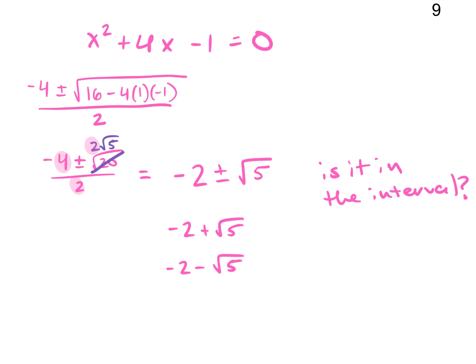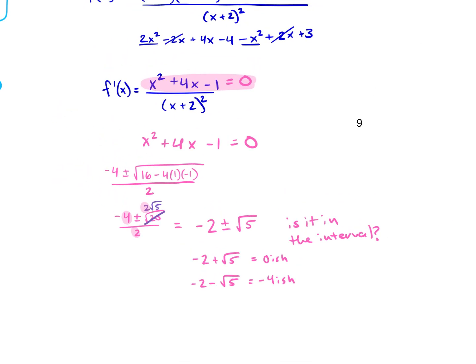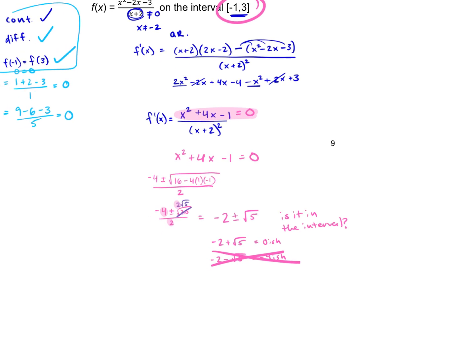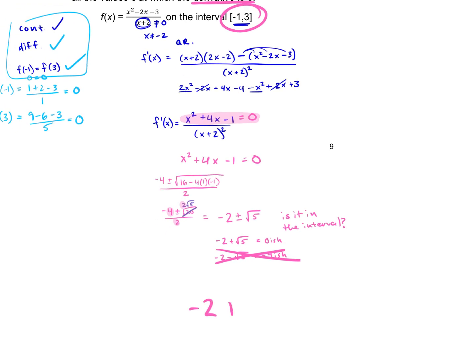How did you know that? Perfect. Square root of 4 is 2, so the square root of 5 is really close to the square root of 4. So it's going to be about 2-ish. So negative 2 plus 2-ish would be about 0-ish, we could say. Negative 2 minus 2-ish would be negative 4-ish. Are either one of these not in our interval? Negative 4-ish is not in our interval from negative 1 to 3. So this would not be a solution. So our only answer would be negative 2 plus square root 5.